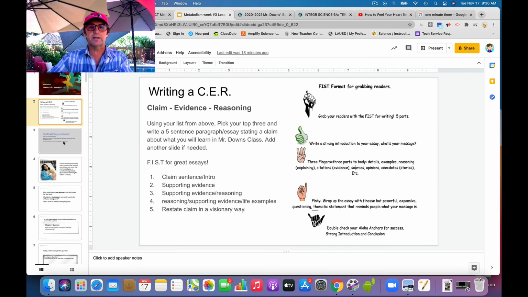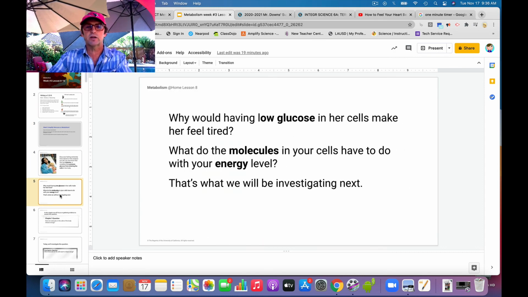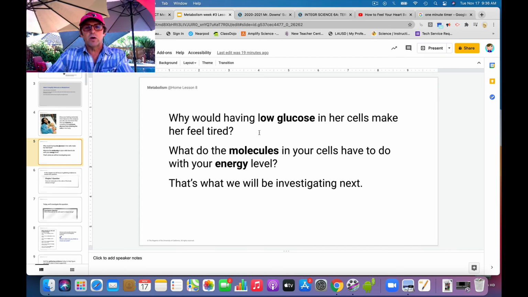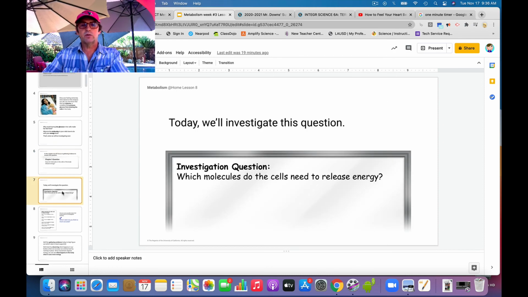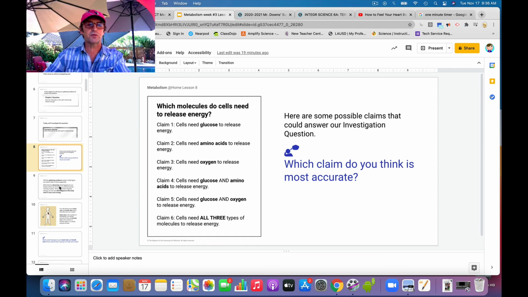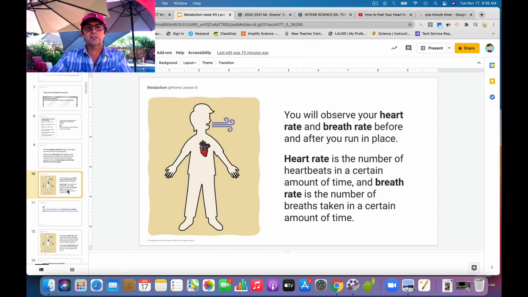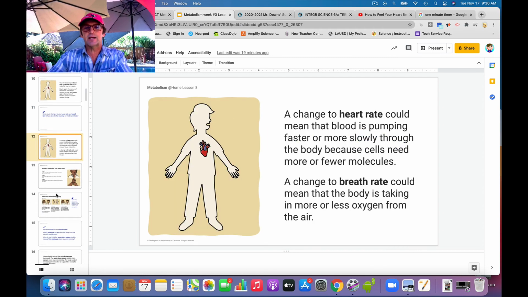So let's review what we need to get done today. We've already answered them, but you need to fill in the blanks now. So let's come through here. Why would having low glucose in her cells make her feel tired? Because she doesn't have energy from the glucose. What do the molecules in your cells have to do with your energy level? The cell needs oxygen and glucose for energy, and we're investigating that. We don't need to answer that one. This one we made a claim. We don't have to support that claim yet. We've gathered evidence. We did our activity. This is a prediction. You do not have to write anything there.